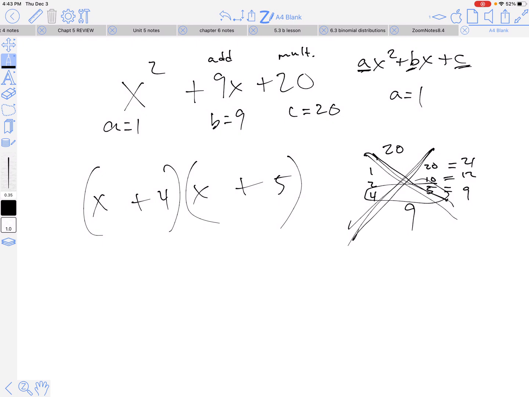Okay? Now, I'm done. I factored it. I created a multiplication problem for x squared plus 9x plus 20. Now, watch this though real quick. If I wanted to double check my work, I could.